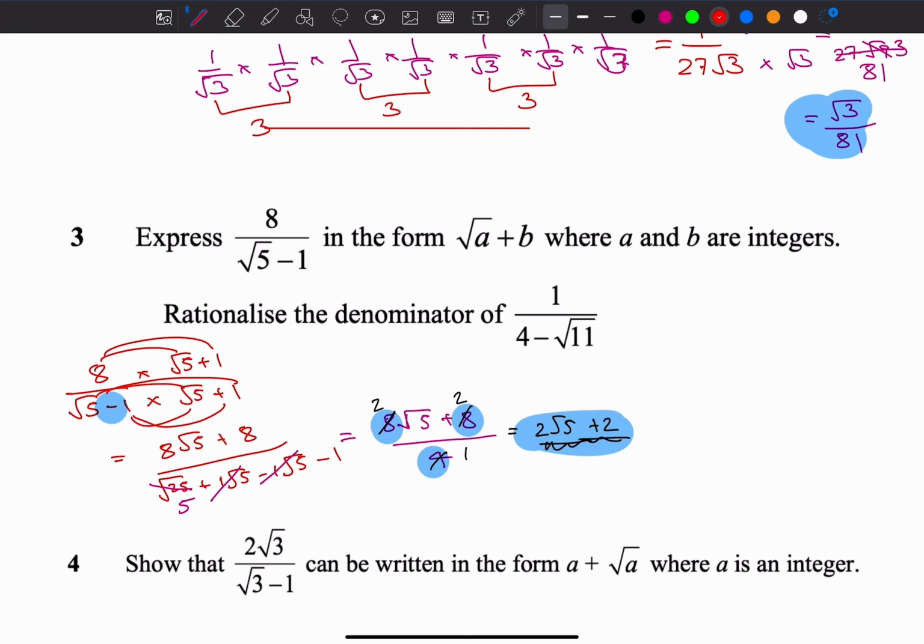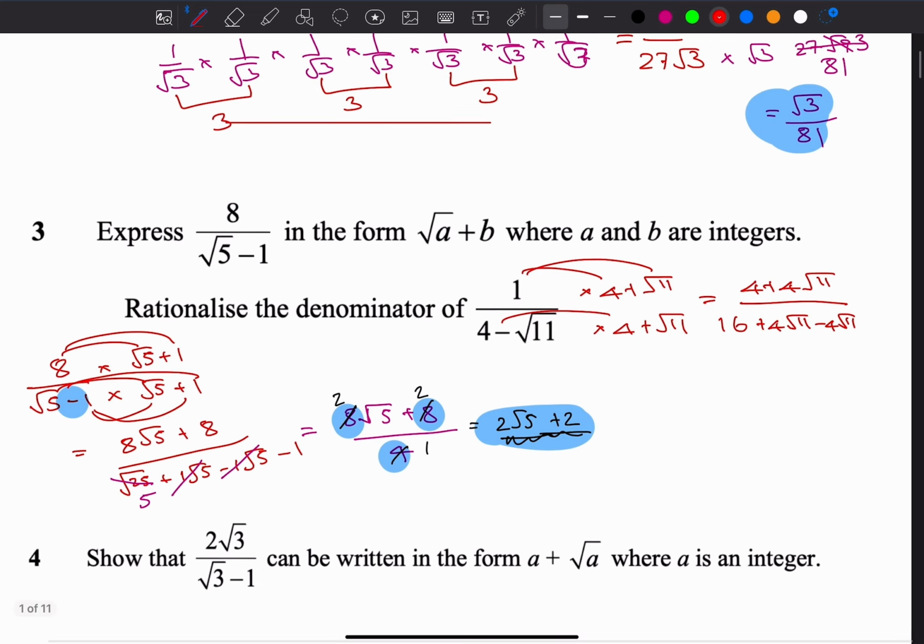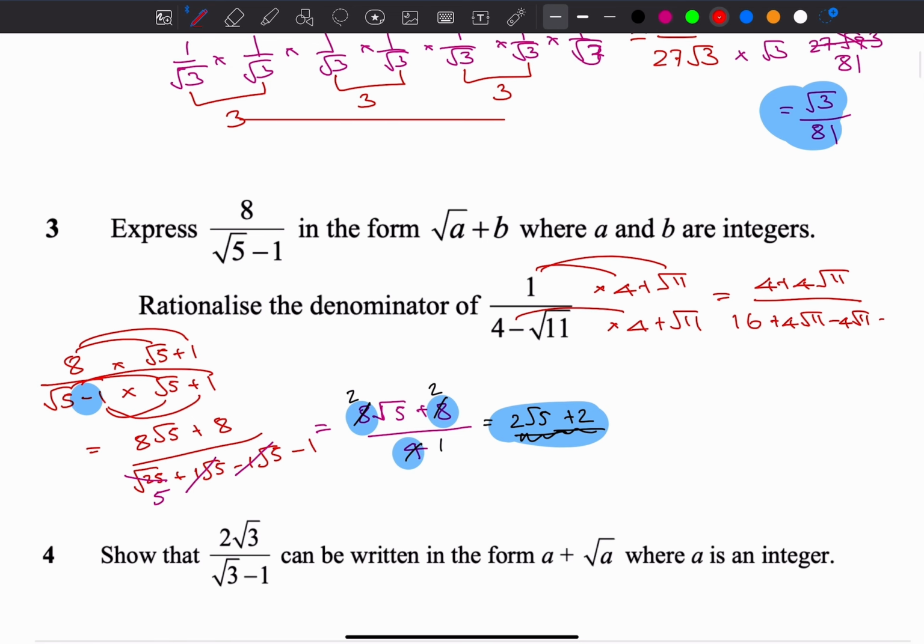On the second one, look at the second part on it. Rationalize this denominator, so times it by 4 plus root 11. Remember, change the middle sign on the denominator. If you multiply, that's 4 plus 4 root 11 over 4 times 4 is 16 plus 4 root 11 minus 4 root 11 minus root 121, minus 121.